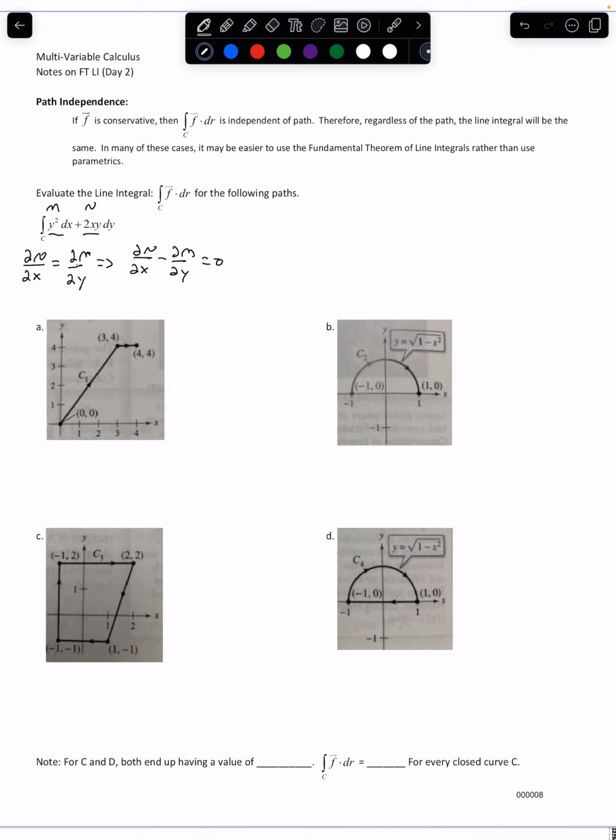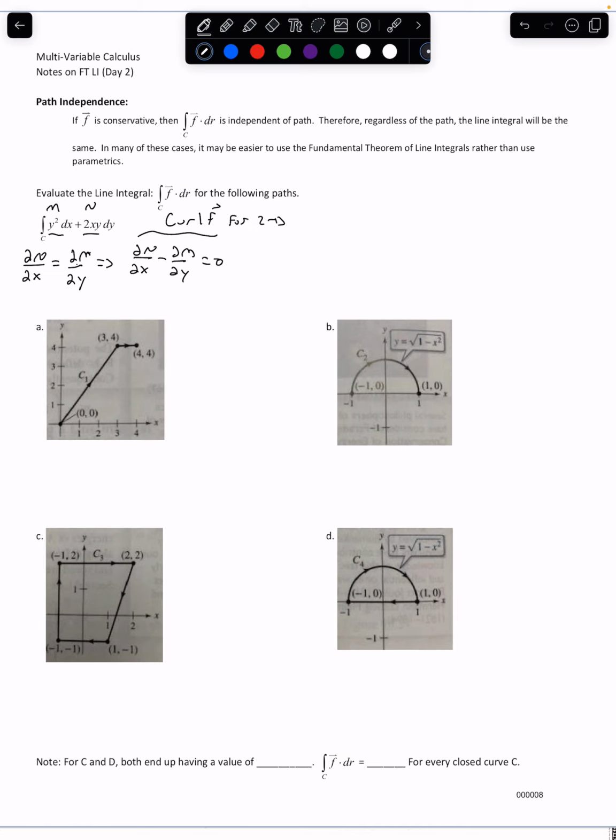And if you're thinking this looks like the curl for three-dimensional vectors, you're pretty much correct. But this is the curl for a two-dimensional system. In other words, we're saying that it is irrotational. It's not moving, and that's what the curl means. If there's no rotation to it, we're saying that the vector field is conservative, and we can use the fundamental theorem of line integrals.